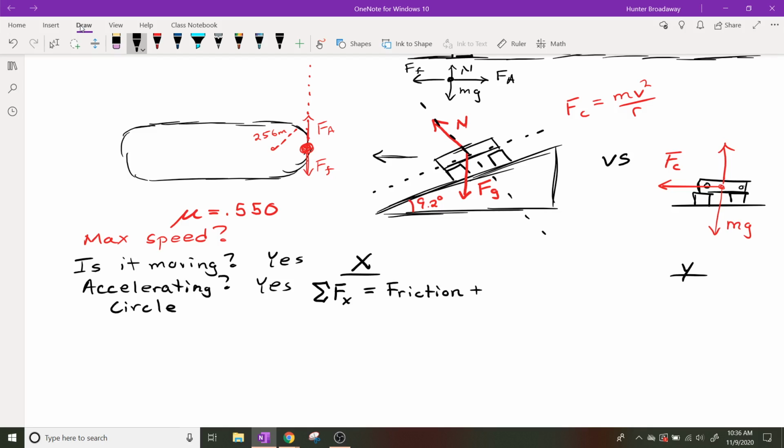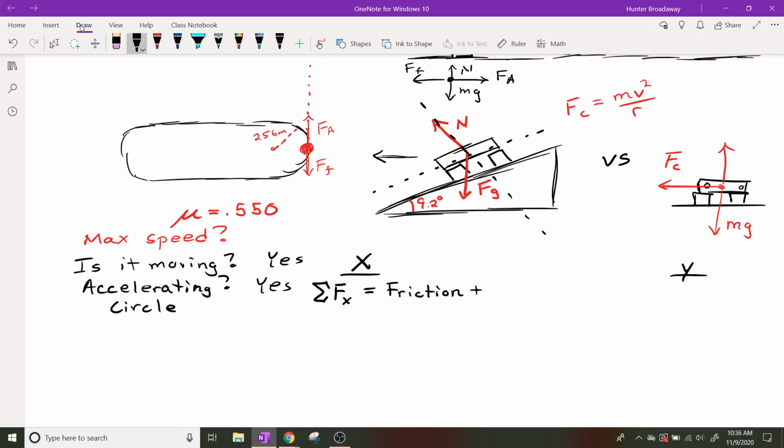So, y'all are missing something. It's not just the friction. What's causing it to accelerate? No, not the applied force. The fact that it has to turn. Okay, that's the friction part. There is one more force that's acting here that's going to make it go into the circle.